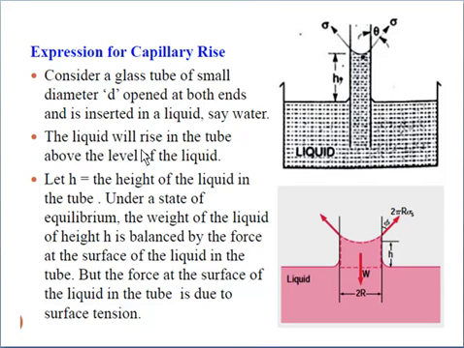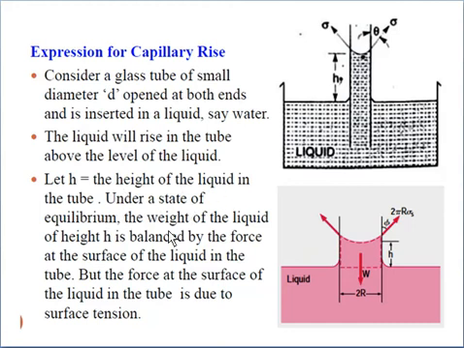The liquid will rise in the tube above the level of the liquid. Here the water level in the tube is above the water level in the liquid adjacent to that. Means here the level of the liquid is this, and the level of the liquid in the tube is this.